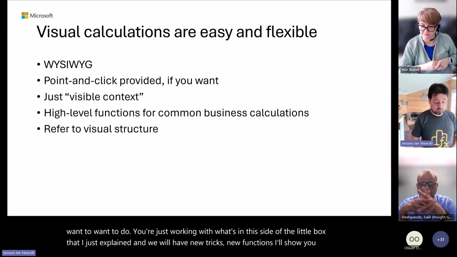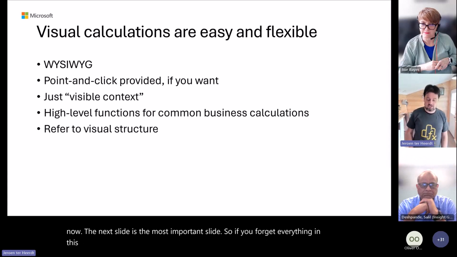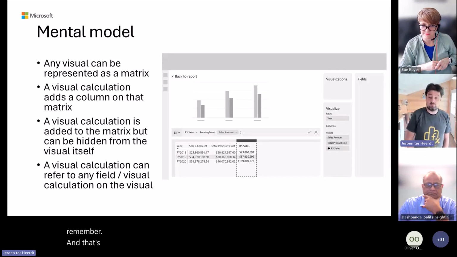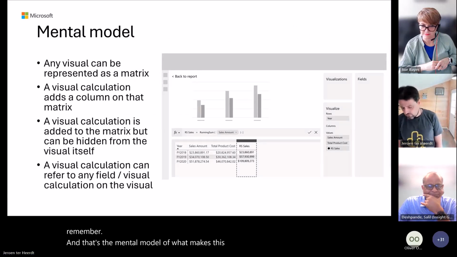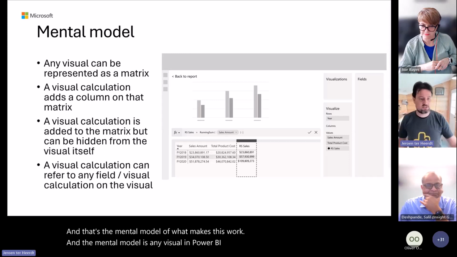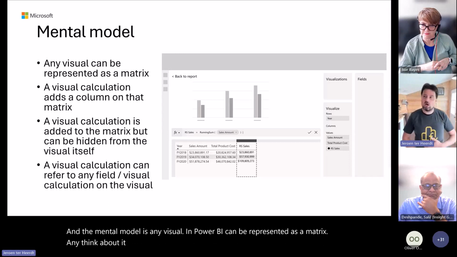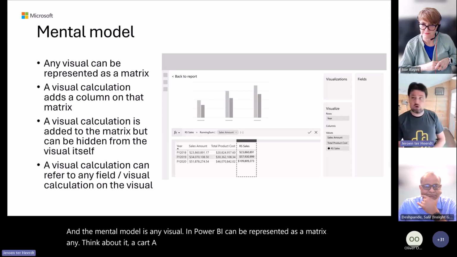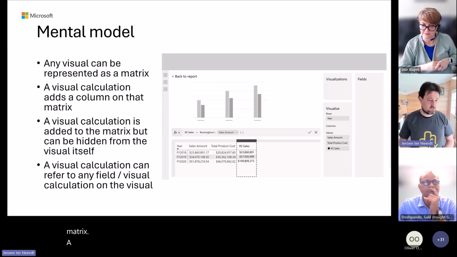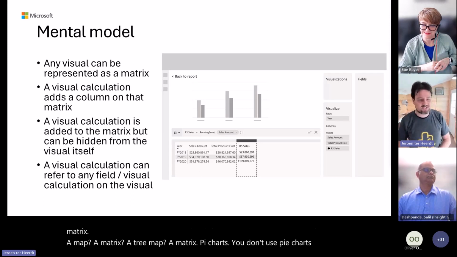Now, the next slide is the most important slide. So if you forget everything in this presentation, this is the one slide, the coming slide, that I want you to remember. And that's the mental model of what makes this work. And the mental model is any visual in Power BI can be represented as a matrix. Any. Think about it. A card, a matrix. A line chart, a matrix. A column chart, a matrix. A map, a matrix. A tree map, a matrix. Pie charts, you don't use pie charts, but they can always be represented as a matrix.